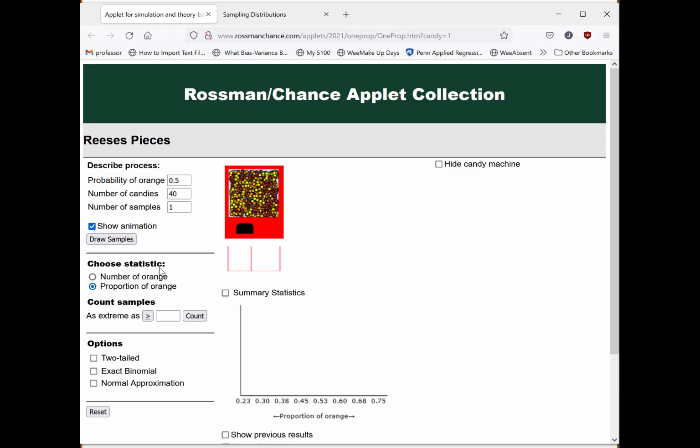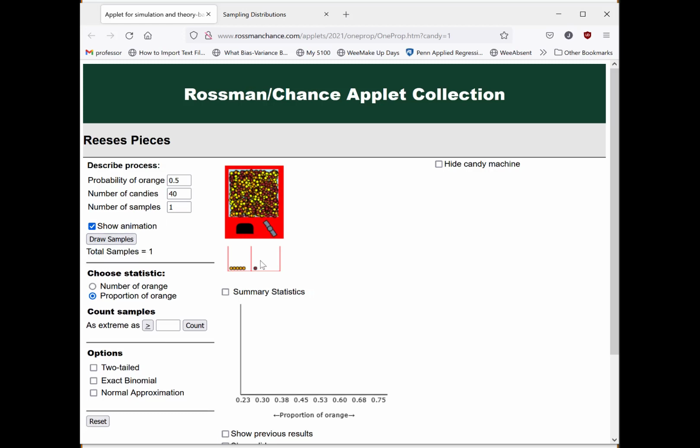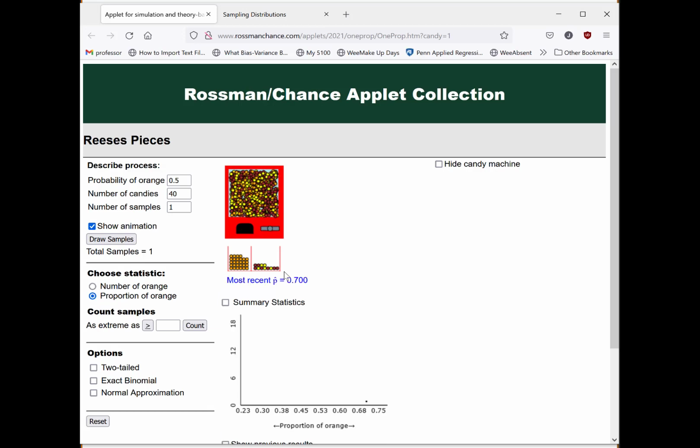So for this applet, you can see they have a big candy machine. Again, 50% orange. We're going to draw 40 candies at a time, and we can look at one sample. So it's going to do this slowly. But the idea is we are drawing candies from the machine, or we take a population and we pick out one sample. After we pick out this one sample, you'll notice that we have a p hat equals 0.70. And there's our little p hat, or our sample proportion of 0.70.